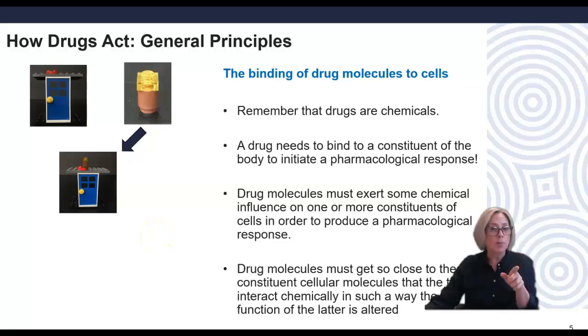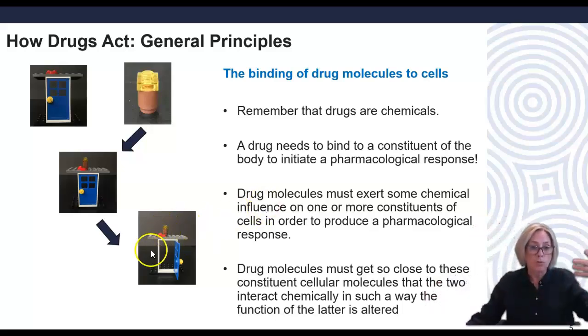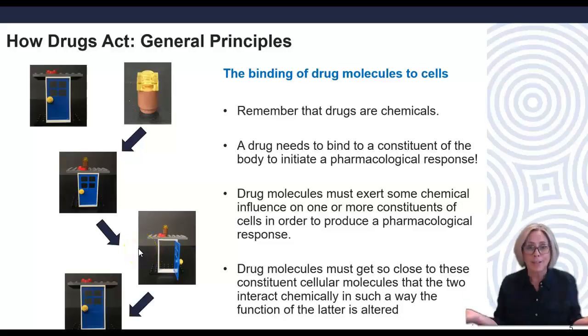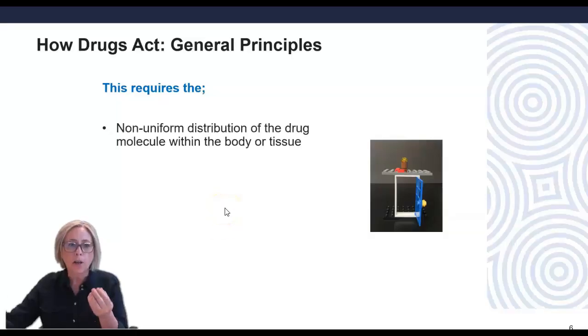Well, we've got our door representing our ion channel, it's going to cause the ion channel to open. And we know when ion channels open, there's either going to be an influx or an outflux of ions from a cell, and that causes a cellular response. When the drug molecule then moves away or dissociates, the ion channel closes again. And it can then be stimulated or activated again if a drug molecule binds to that receptor again. So leading on from this, in terms of drug action, it does require, firstly, the non-uniform distribution of the drug molecule within the body or within a tissue.